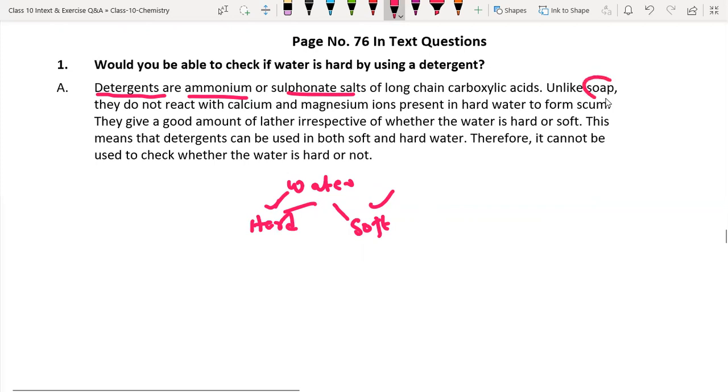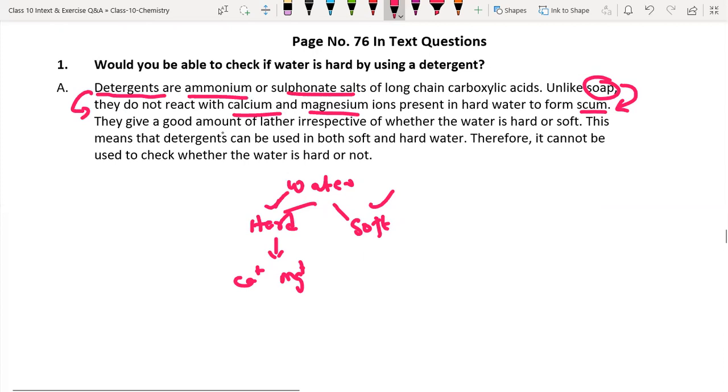But coming to soap, unlike soap, detergents do not react with calcium and magnesium ions present in hard water. In hard water, calcium ions and magnesium ions will be present, and detergents cannot combine with the calcium and magnesium to form scum. If soap combines with calcium and magnesium, that soap will produce scum, but detergents do not produce scum.